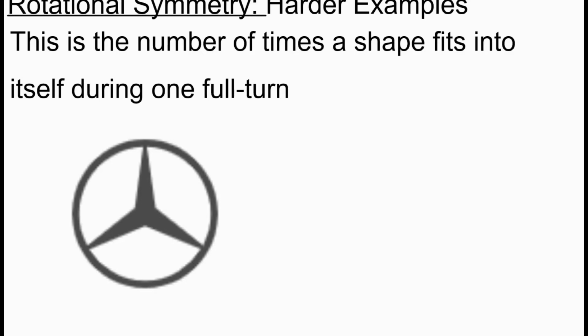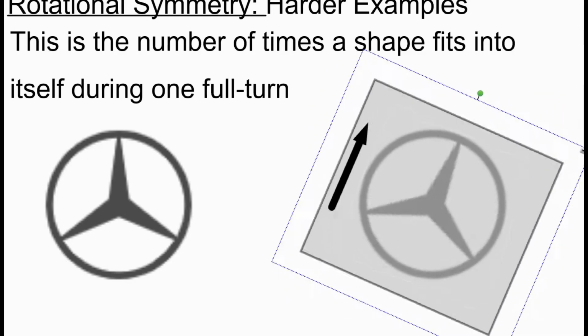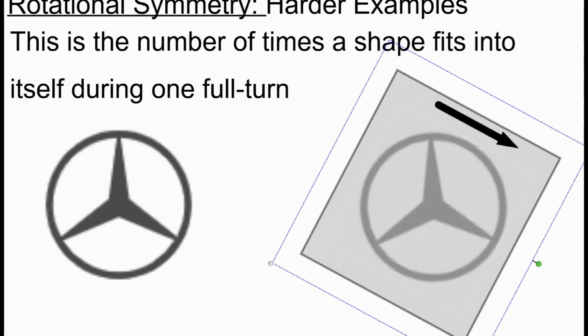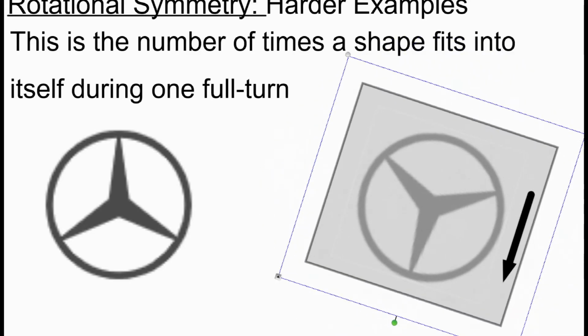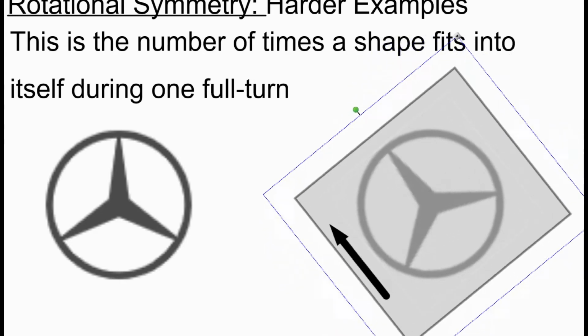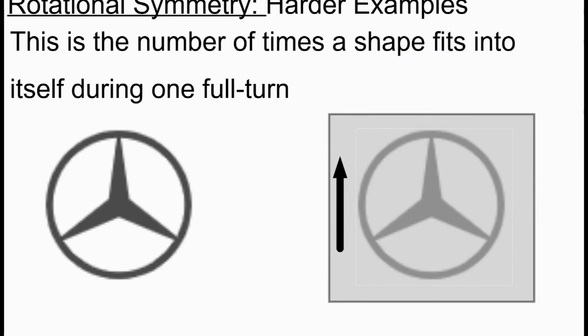Let's have a look at this question here. So if we look at this shape here, let's trace it. Okay, so right, that's just after a quarter turn, it fits into itself once. Right, that's twice. That is 3 times in one full turn. So we're going to say the order of rotational symmetry is.